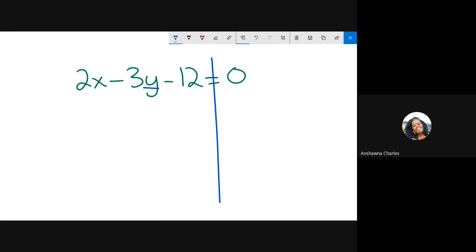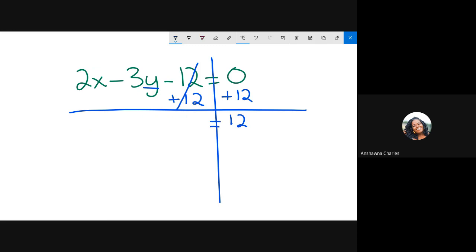So it is minus 12. So we need to do the opposite of minus 12. So we would add 12 on both sides. So that can cancel. And 0 plus 12 gives me 12. So I'm going to bring everything else down. 2x minus 3y. So now it looks like the first problem we did.